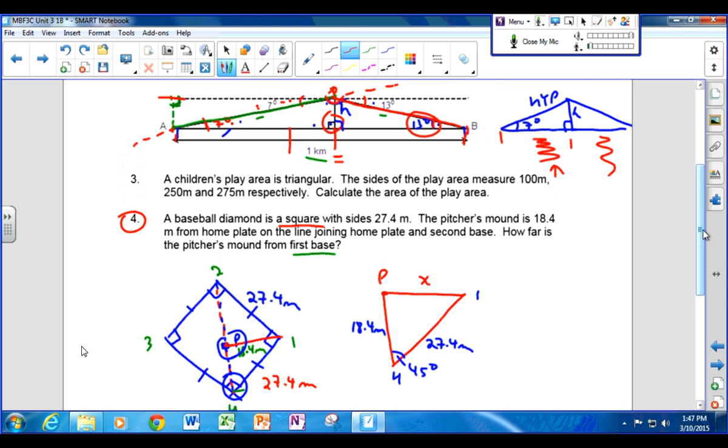Well, let's take a look at question 3. This is key question 3, so you'll be handing these in. Children's play area is triangular. They all are, aren't they?